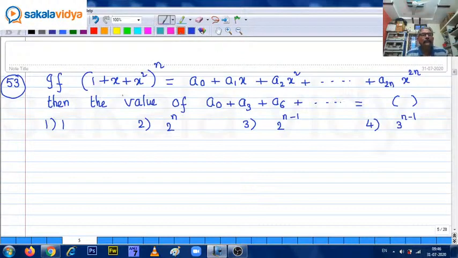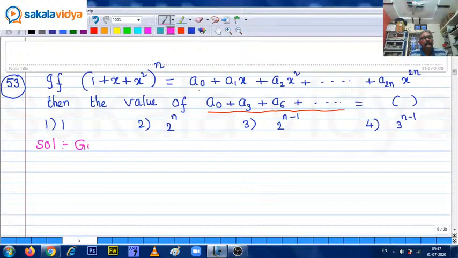So now (1 + x²)^n = a0 + a1x + a2x² + and so on up to a2n x^(2n). Then the value of a0 + a3 + a6 and so on, we need to find out. So this means, see, the solution follows.